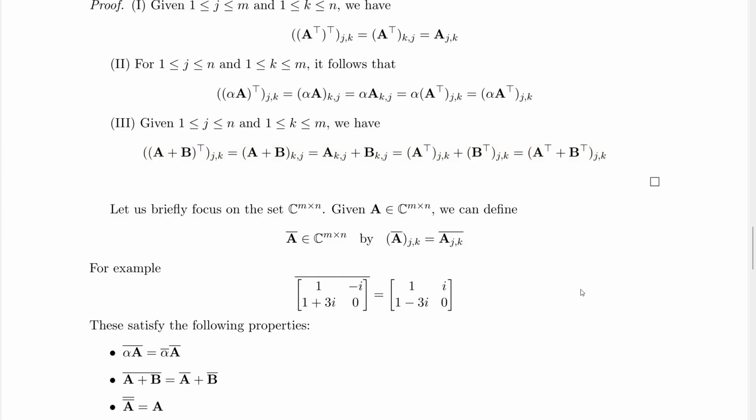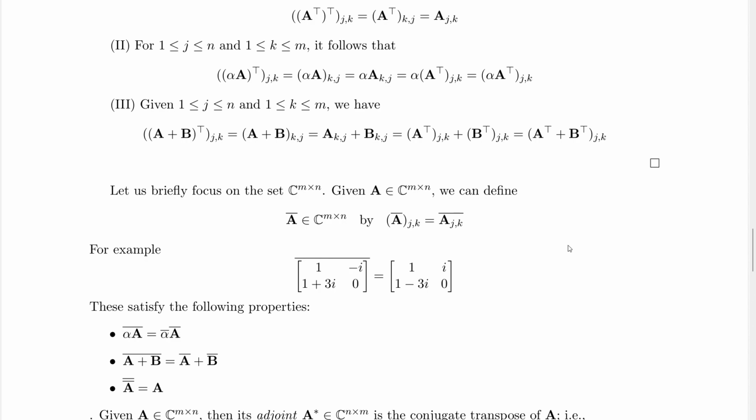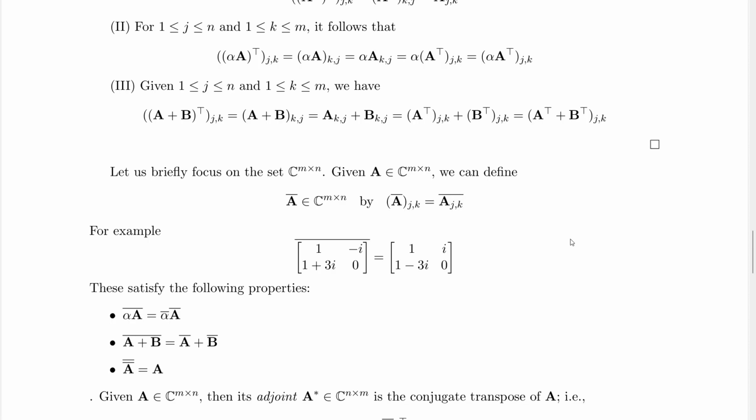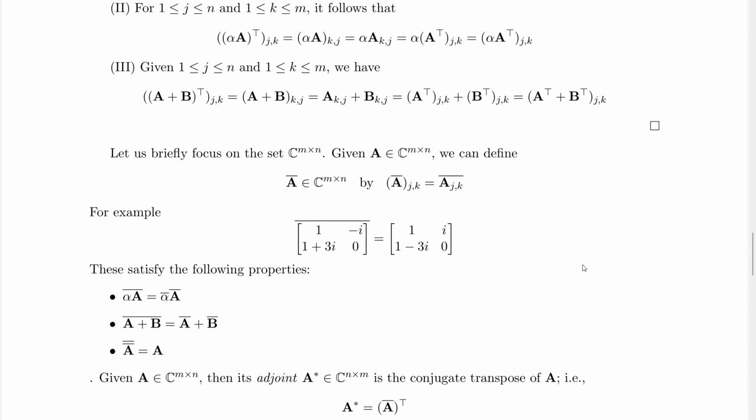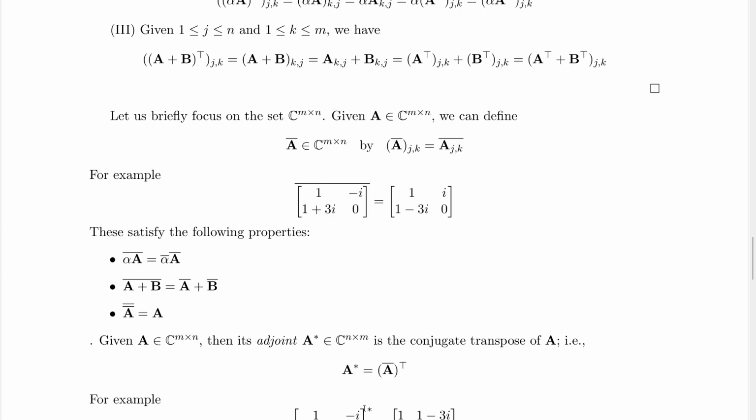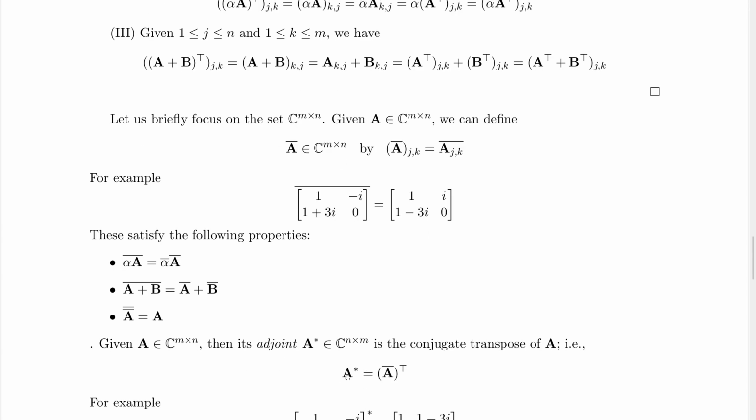Okay. All right. So the real money now is combining the two previous ideas into this notion of what's called the adjoint of a matrix. It's the conjugate transpose of your matrix. So you conjugate your matrix, and then you transpose it, and you denote it by A star.